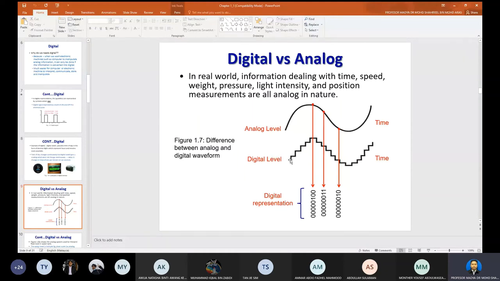For example, this is a digital signal, step by step. That's why this one we call discrete, that means it moves step by step. This one step one, another step, another step, another step. This one is for positive going pulse, and then this one is negative going pulse, for example from 1 to 0. So step by step. This is the difference between the analog level and digital level. But you can see digital represents 0 or 1.